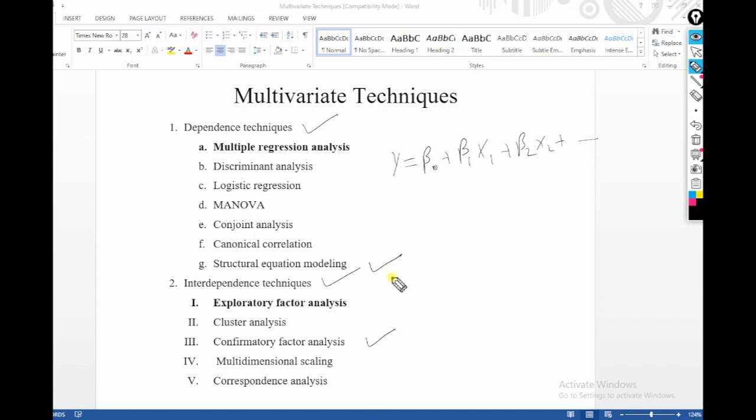Structural equation modeling is both a dependence and an interdependence technique. It means it's a combination of the dependence technique and the interdependence technique. So we study confirmatory factor analysis and structural equation modeling both. Confirmatory factor analysis is an interdependence technique, and it is equivalent to exploratory factor analysis, but confirmatory factor analysis is different from exploratory factor analysis.